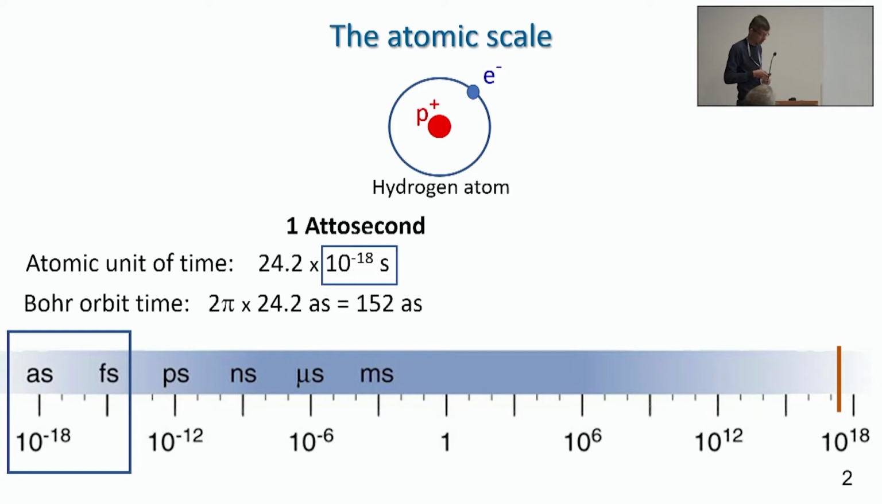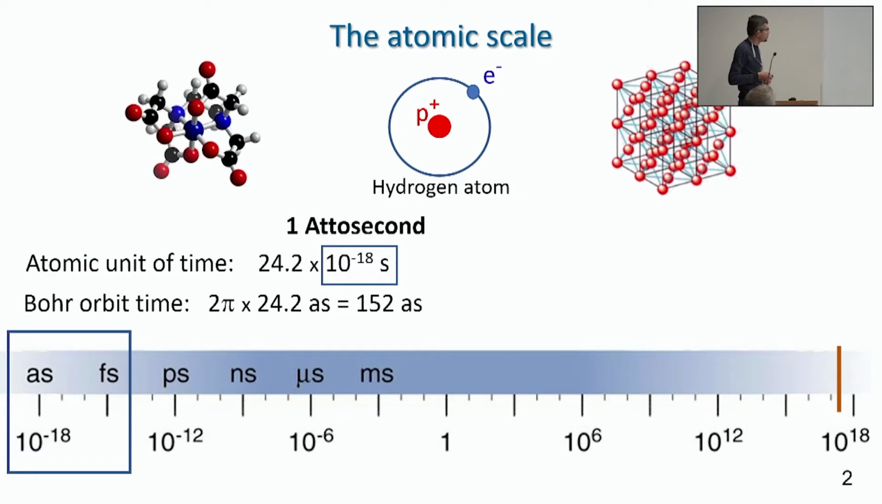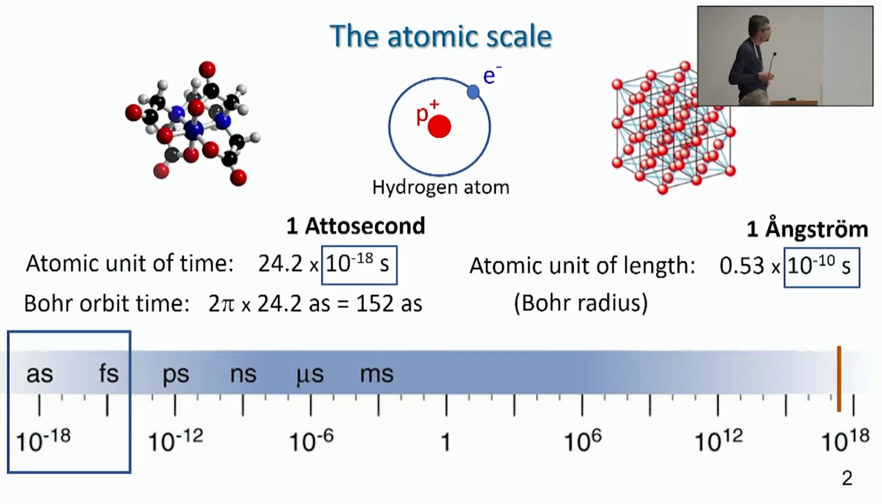This is the time scale that we are working in my lab. But I also want to point out that this is not just for the hydrogen atom or for atoms in general. This is for molecules, for solid-state systems. This is electron dynamics. This is the natural time scale of electrons. Then we also have the atomic length scale, which is the Bohr radius, which is 0.5 angstrom.